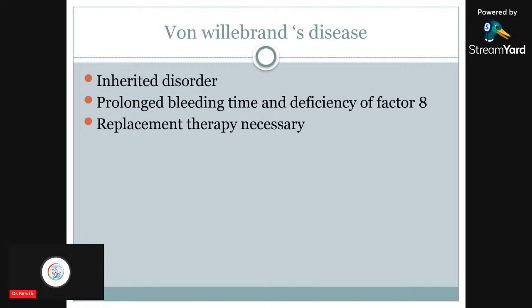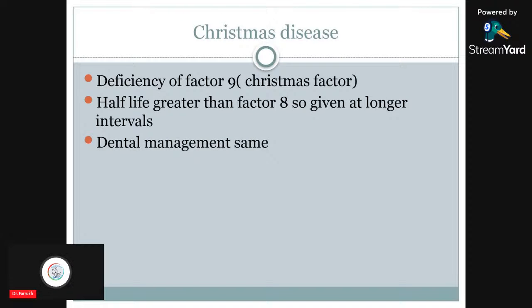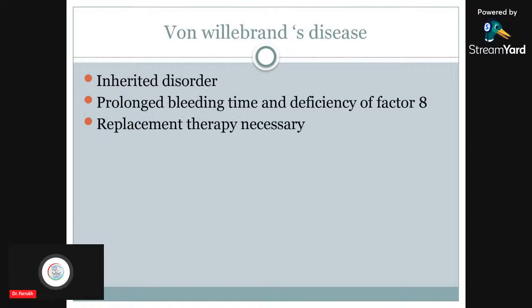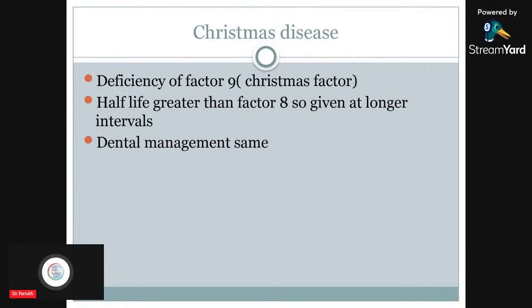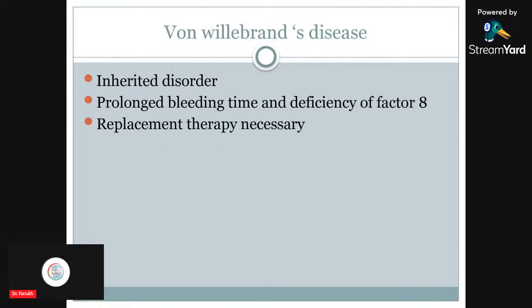Von Willebrand disease is an inherited disorder with prolonged bleeding time and deficiency of factor 8. Okay, so deficiency of factor 8 leads to von Willebrand disease, and deficiency of factor 9 leads to Christmas disease. So you should know that. And with prolonged bleeding time and deficiency of factor 8, replacement therapy is necessary.